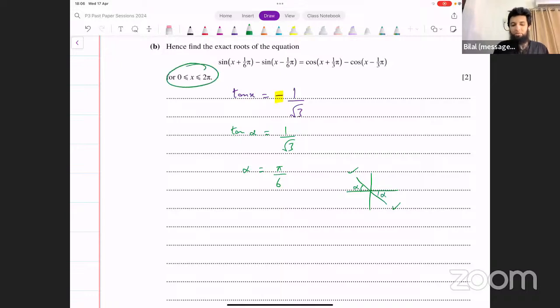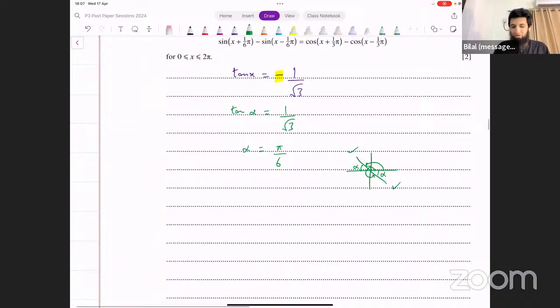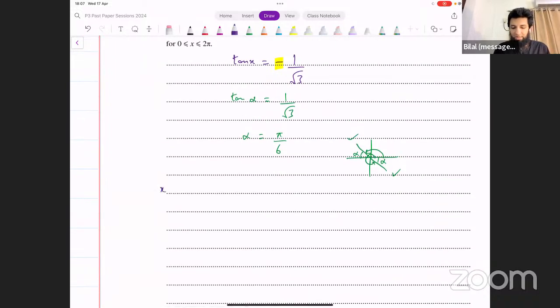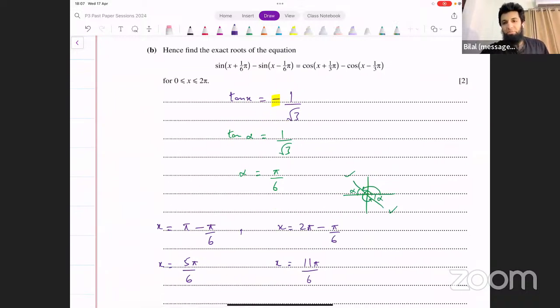Now, since the interval is from 0 to 2 pi, you have to look at positive angles in one full cycle. So the first angle that you get is this one, and then the next one is going to be this one. You can write down the answers. You can say one answer for x is pi minus pi over 6 in the second quadrant, and then 2 pi minus pi over 6 in the fourth quadrant. One of them turns out to be 5 pi over 6, and the other one turns out to be 11 pi over 6. These are the values of x that you get. Okay, these are the solutions to this equation. Make sense? Any problems?